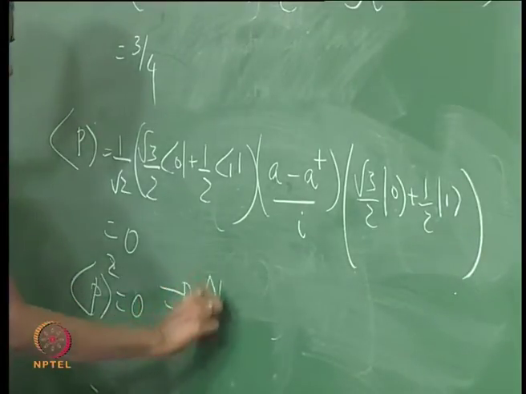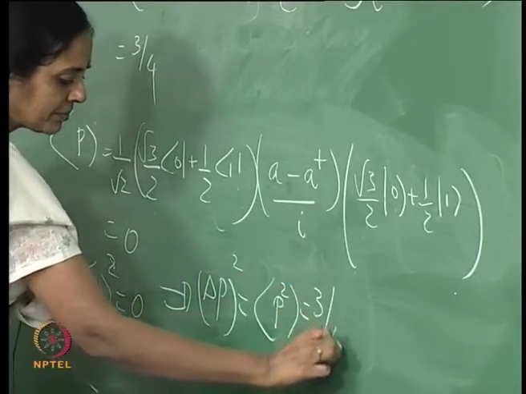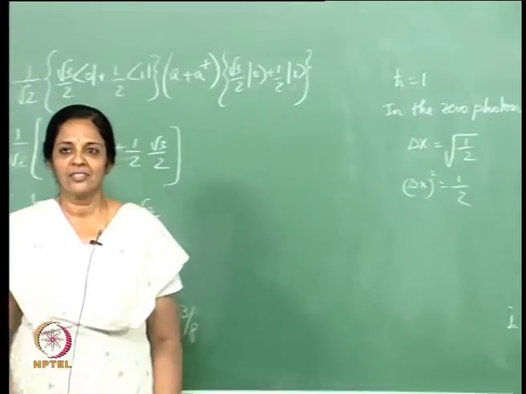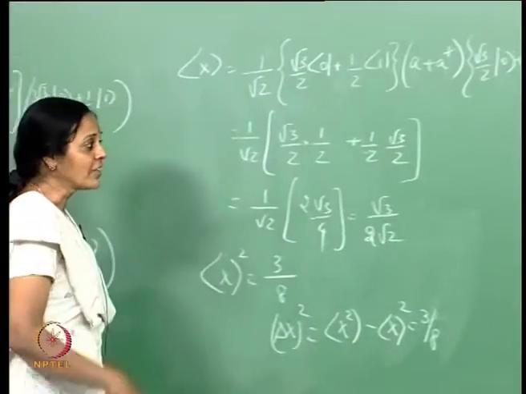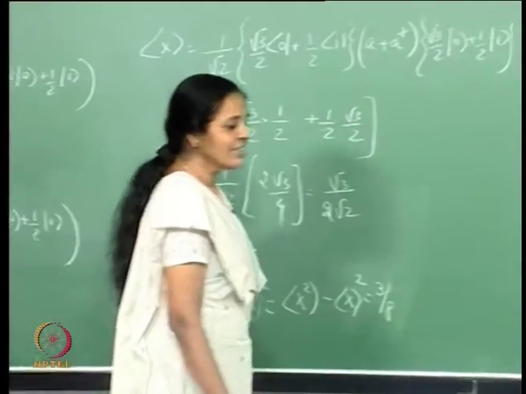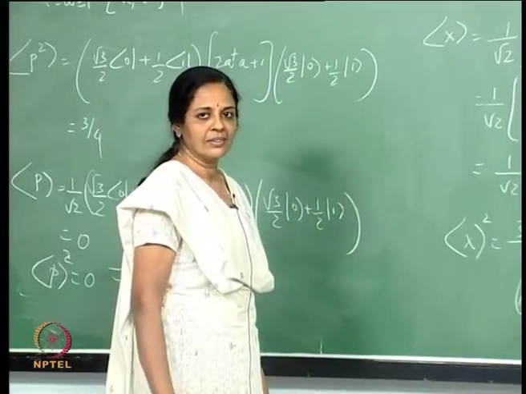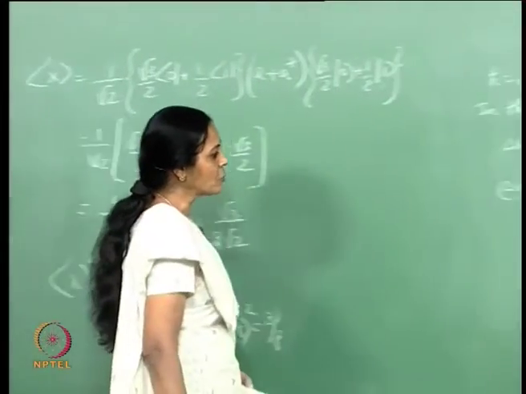That implies that delta P the whole squared is simply expectation P squared, which is good news, because delta P the whole squared is greater than half. And therefore, in the state that I have given, which is a superposition of the 0 photon state and the 1 photon state, there is squeezing in the X quadrature and there is no squeezing in the P quadrature as expected, and the product delta X delta P is greater than root of h cross by 2. So, it is not a minimum uncertainty state, but certainly there is squeezing.